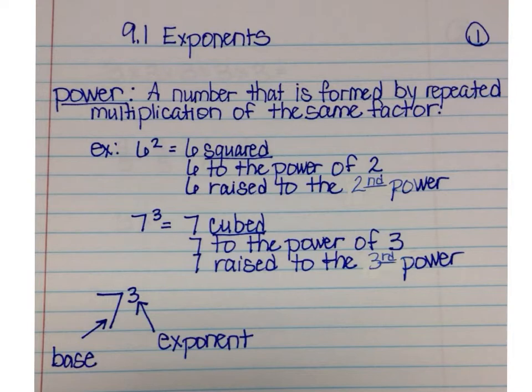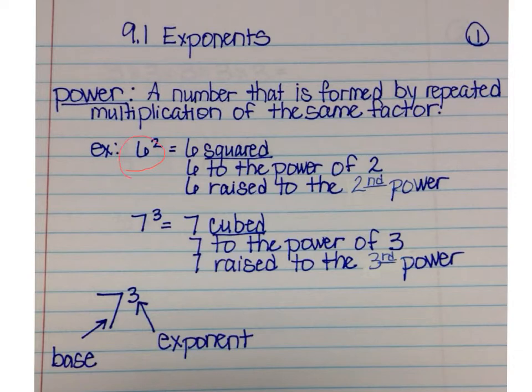Okay, so the definition that I want you to write down is power. And power is a number that is formed by repeated multiplication of the same factor. So like 6 times 6 times 6, or 3 times 3 times 3. Okay, you're multiplying the same number over and over again. And you can write it one way, but there's three different ways to say it.